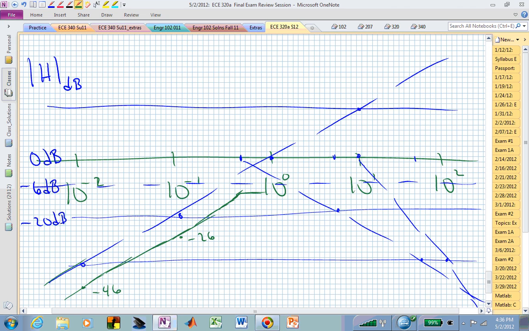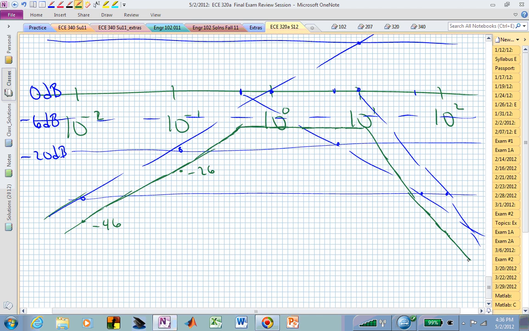Is that making sense? Until we reach our next break, which is at 10, and now at this point, I can go down 40 dB from that point over the next decade. So if I said that was 20 down, and now this is 40 down from that point, I'm now doing something like that. Is that making sense? And this is my resulting magnitude plot. Is that okay?